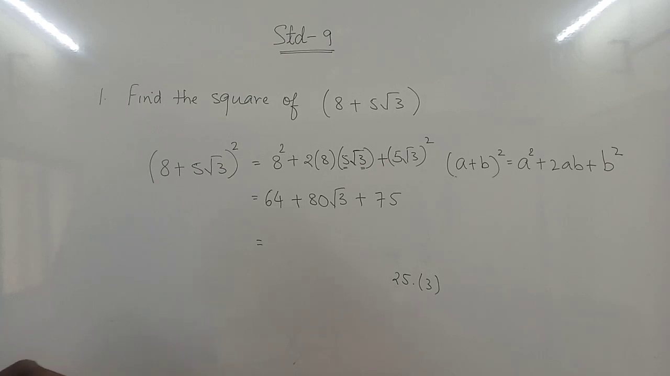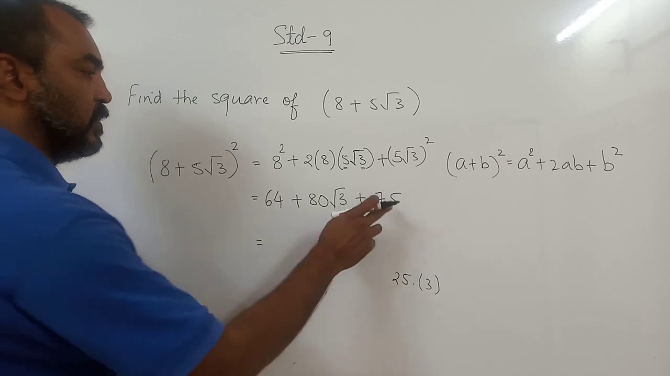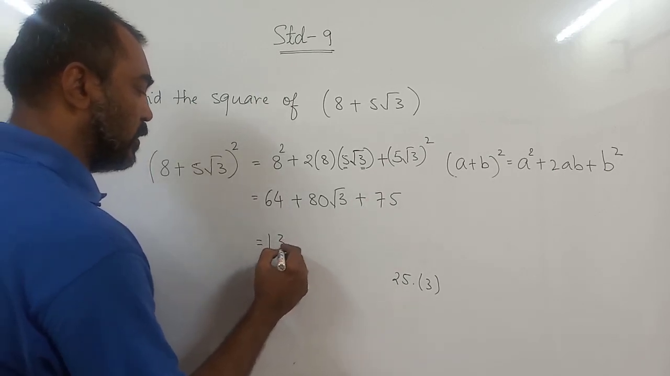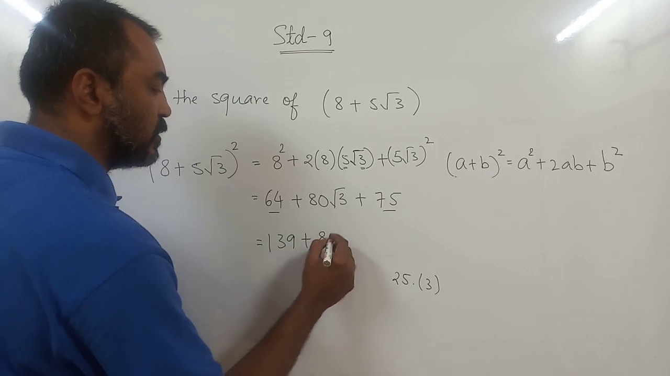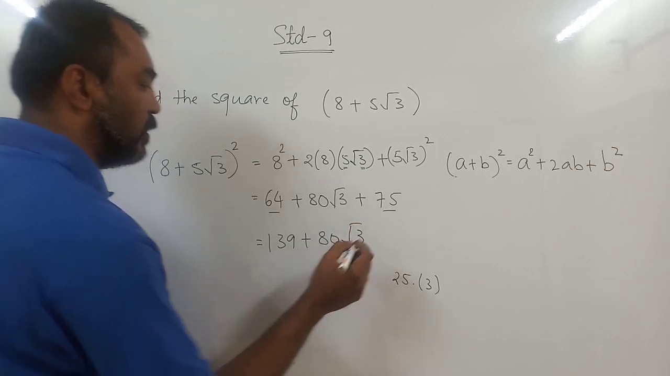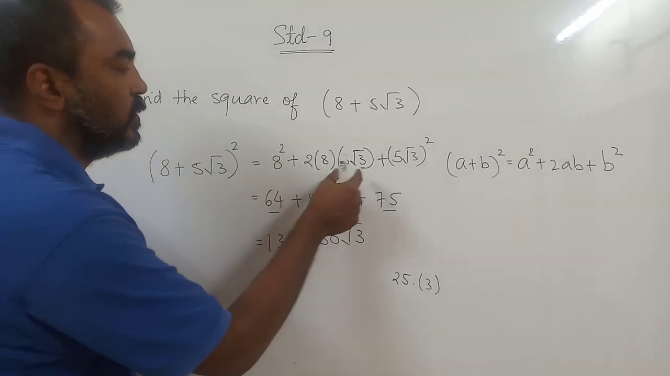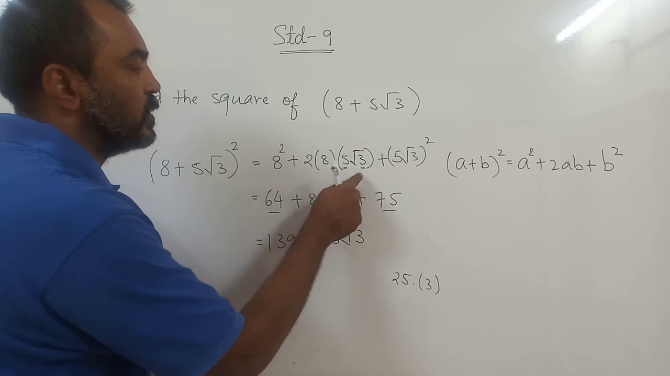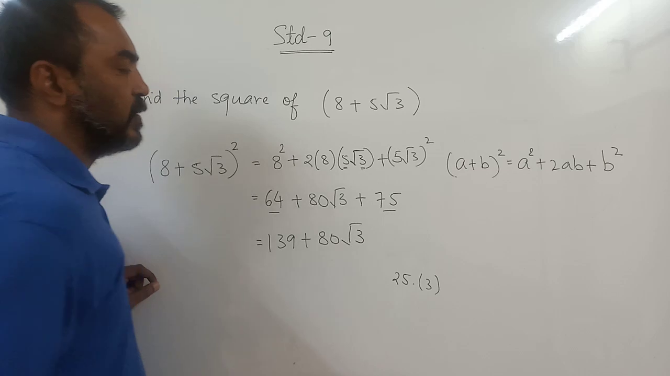Are you following? So 64 plus 75, how much do we get? 139. That is the rational part, I can add rational numbers. And the irrational part is 80 root 3. So the square gives me the answer 139 plus 80 root 3. What is the new part we got here? When you are multiplying a rational number with an irrational number, you can multiply the rational part, but the irrational part will remain as it is.